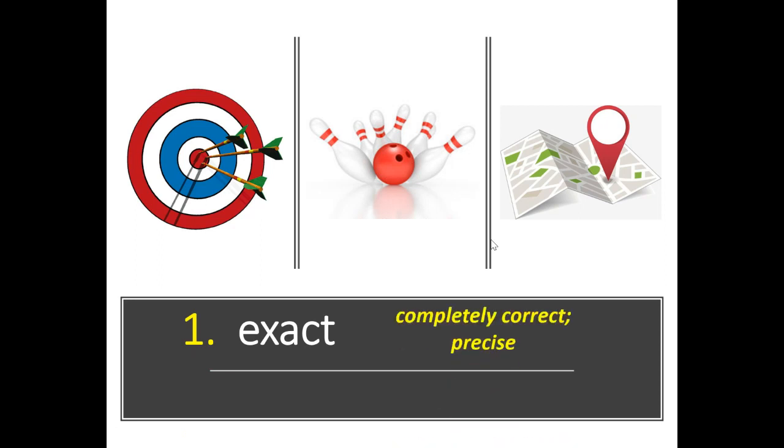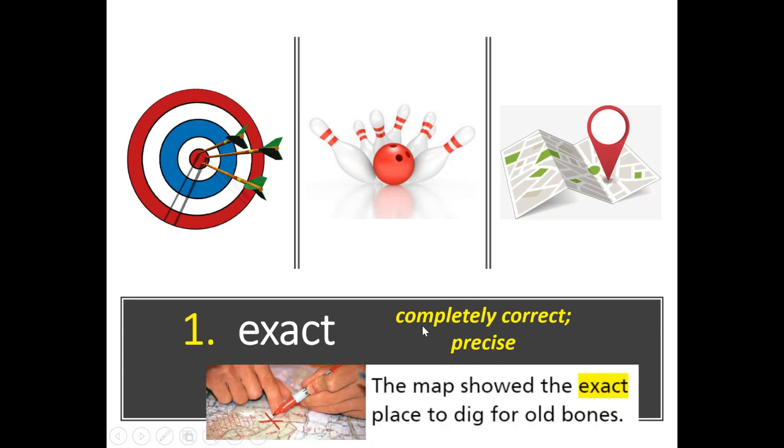Well, I would say they're all showing that they hit the middle of the target, or they're showing the exact location or spot. So the word is exact. Completely correct, precise. The map showed the exact place to dig for old bones. Think about it. Why is it important to be exact when you measure a string that you are going to cut?